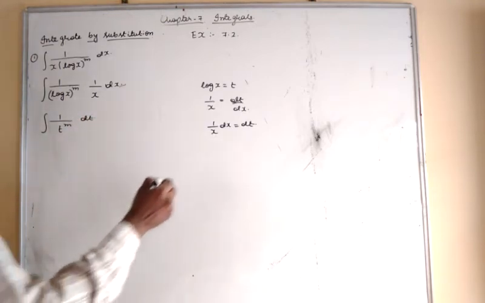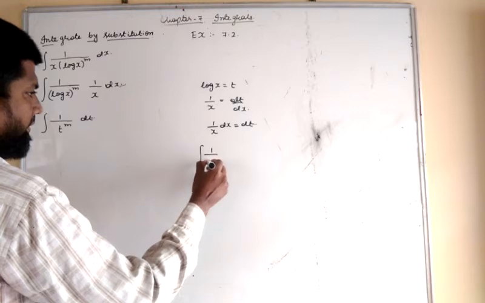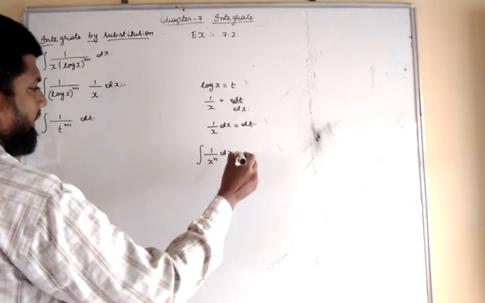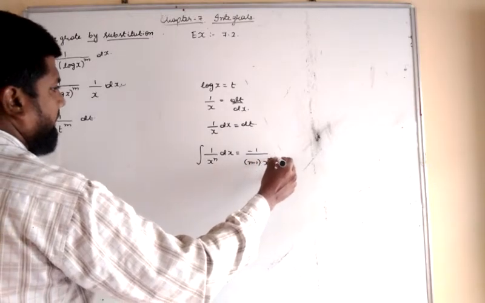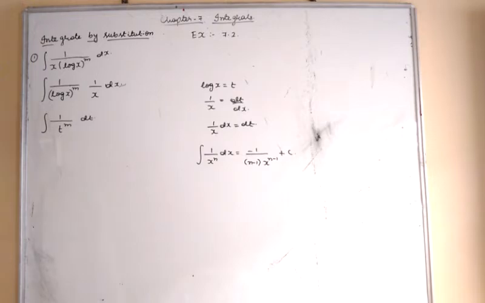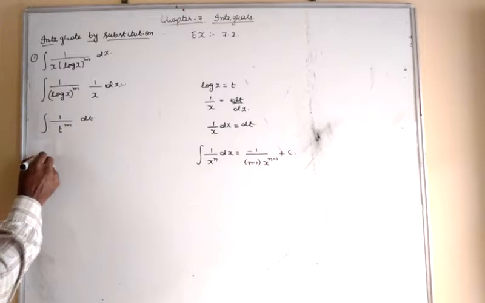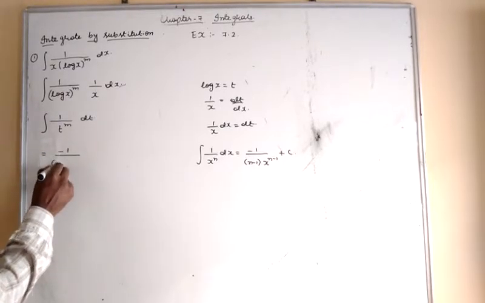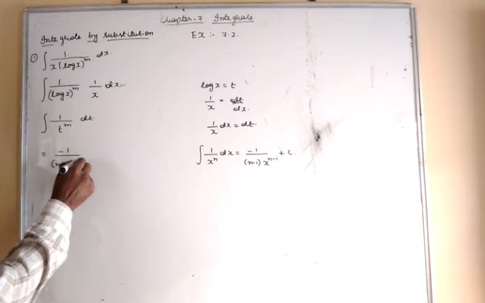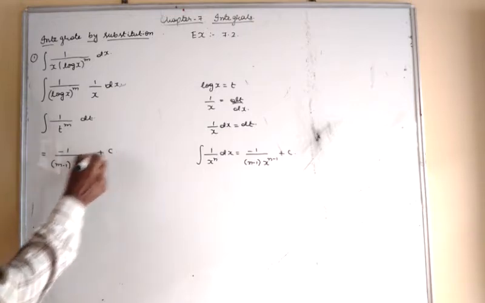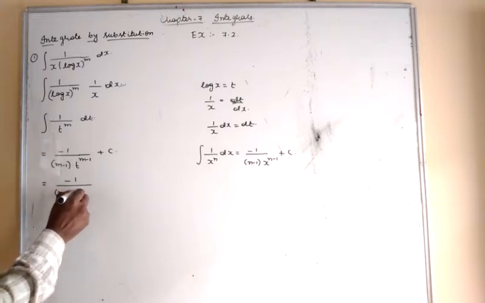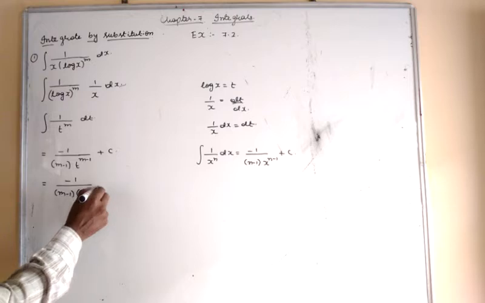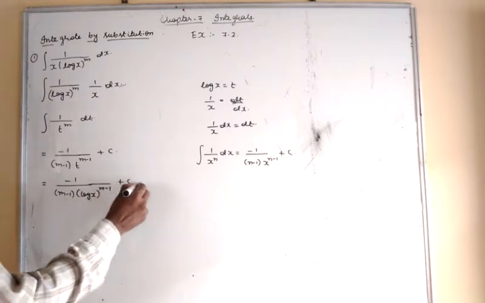We know the integration of 1 by x to the power of n dx is equal to minus 1 by (n minus 1) into x to the power of n minus 1, plus c. This is the formula in integration for 1 by x to the power of n. If you apply here, minus 1 by (m minus 1) t to the power of m minus 1 plus c. Then t value is log x, so minus 1 by (m minus 1) into (log x) whole to the power of m minus 1 plus c. So this is the answer.